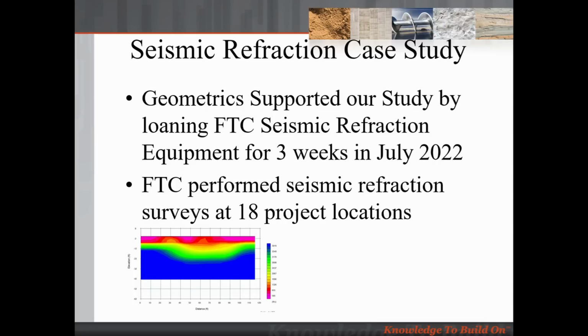So on to our seismic refraction study. We went to 18 sites in total. Geometrics sponsored this for us by providing a set of equipment. We've subsequently purchased this equipment, so we own it, and we're able to do this on new projects. So we compiled profiles of the compression wave velocity of the subsurface soil and rock and correlated that with pile penetration depths.